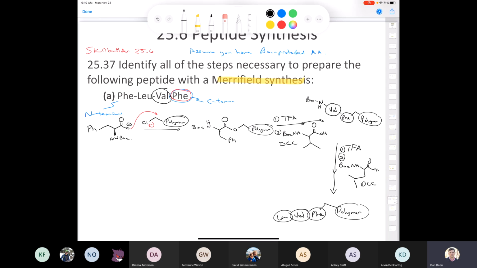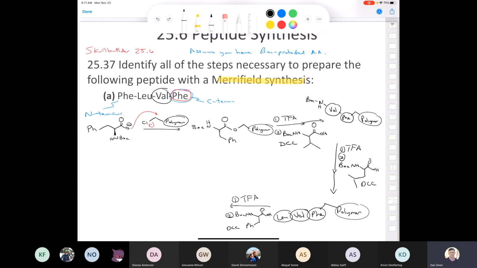And then we're going to do the exact same thing again. So we're going to treat it with TFA. Then we're going to treat it with Boc, NH, carboxyl. I like drawing the carboxyls out. We have our phenylalanine. Don't forget the coupling agent, DCC. And then we end up with our final product. So we're going to add the phenylalanine to the end. And then the last step is going to be to treat that with, why don't I draw the whole thing?